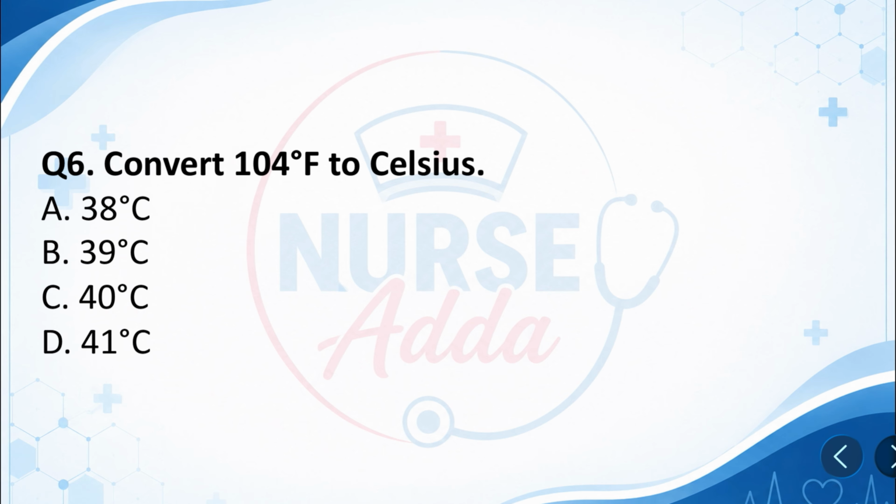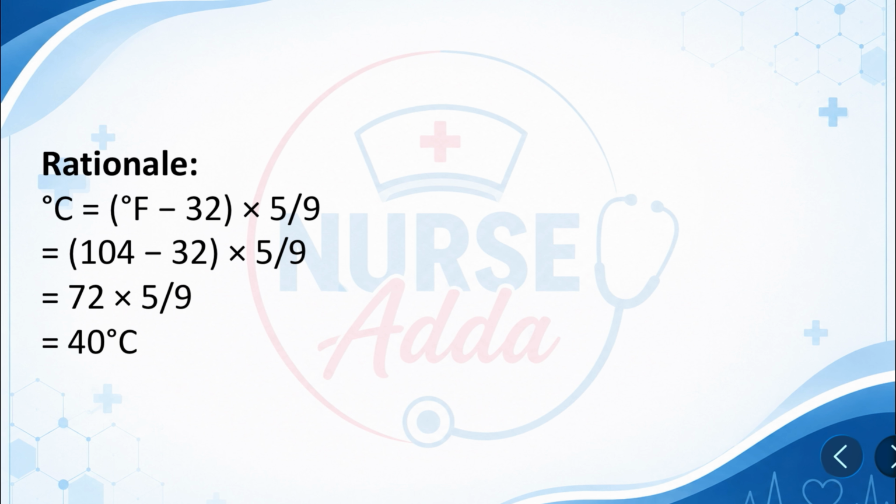Question number 6. Convert 104 degree Fahrenheit to Celsius. The right answer is option C, 40 degrees Celsius. Here is the equation. Degree centigrade is equal to degree Fahrenheit minus 32 into 5 by 9. So here the temperature in degree Fahrenheit is 104. By this we get the right answer 40 degrees Celsius.